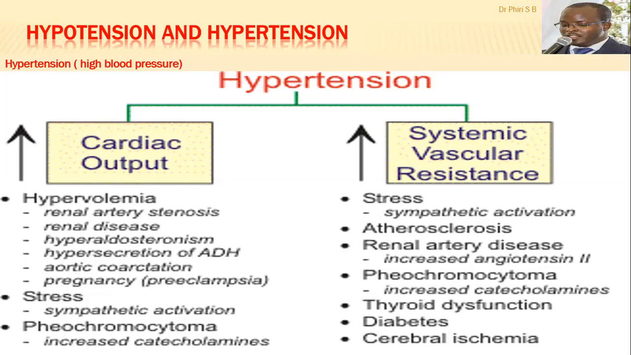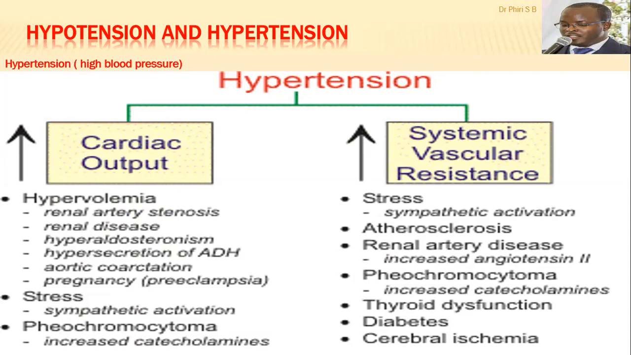So what is affecting the cardiac output? If you have an increase in cardiac output, you're going to have an increase in blood pressure. Then you can have hypertension. So an increase in, for instance, blood volume, in hypervolemia. In hypervolemia, it can be due to renal artery stenosis, whereby you are not filtering a lot of fluids, so there's accumulation of fluids in the cardiovascular system. You can have renal diseases.